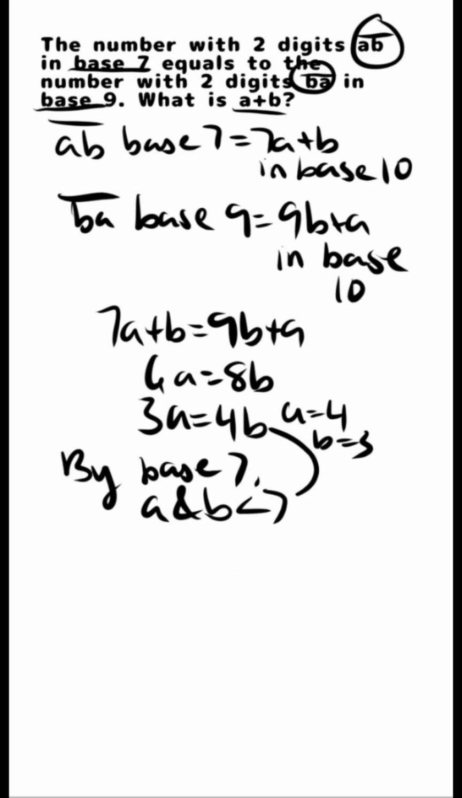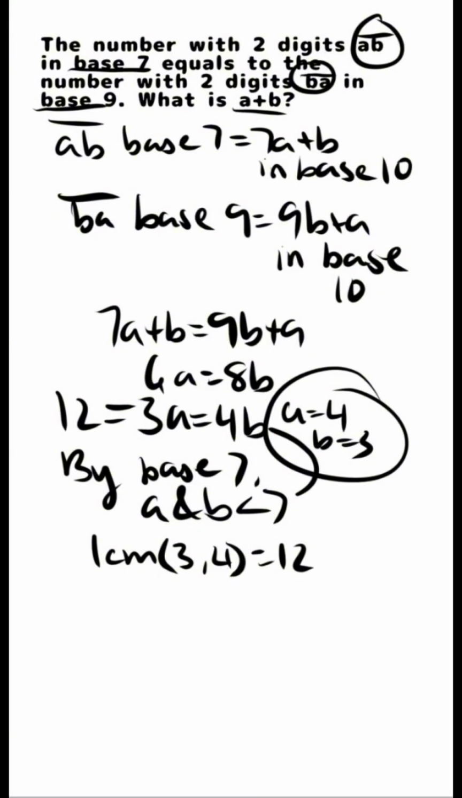Without testing though, we can get this solution by finding the LCM of 3 and 4, which is 12, and then the smallest solution for a and b is 3a and 4b equals 12, getting the answer we just got, aka our answer is 7.